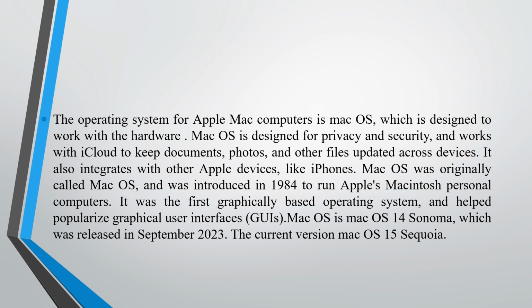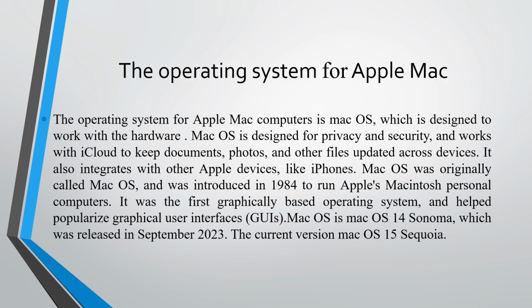The operating system for Apple Mac. The operating system for Apple Mac computers is macOS, which is designed to work with the hardware. macOS is designed for privacy and security and works with iCloud to keep documents, photos, and other files updated across devices. It also integrates with other Apple devices like iPhone. macOS was originally called Mac OS and it was first introduced in 1984.